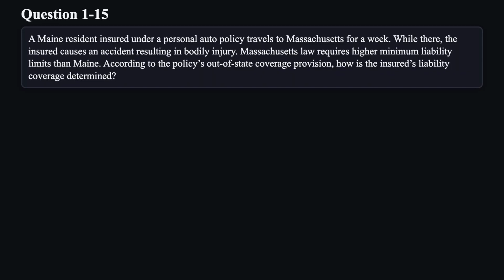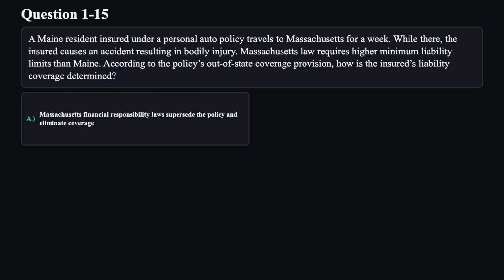Question 15. A Maine resident insured under a personal auto policy travels to Massachusetts for a week. While there, the insured causes an accident resulting in bodily injury. Massachusetts law requires higher minimum liability limits than Maine. According to the policy's out-of-state coverage provision, how is the insured's liability coverage determined?